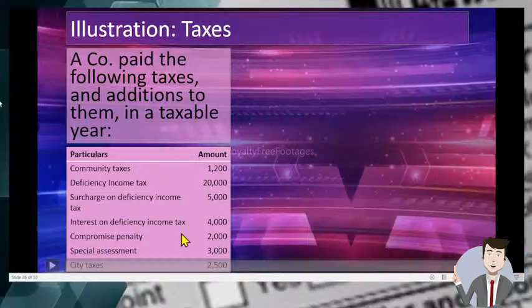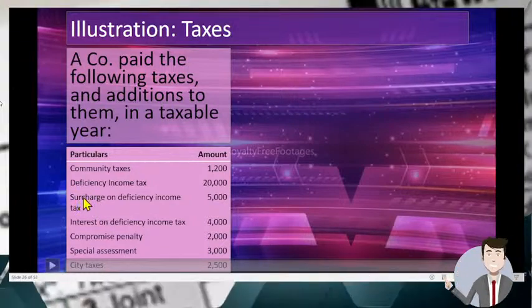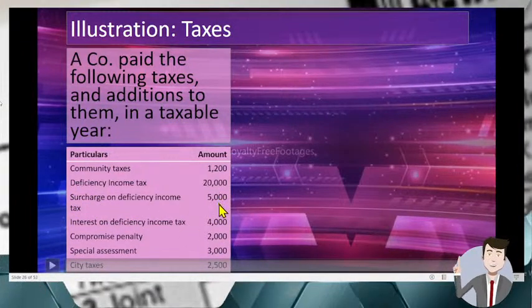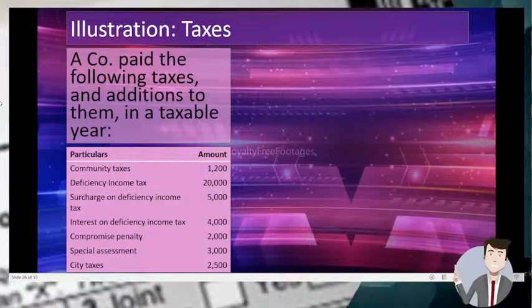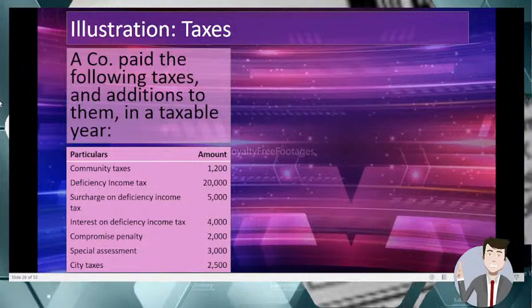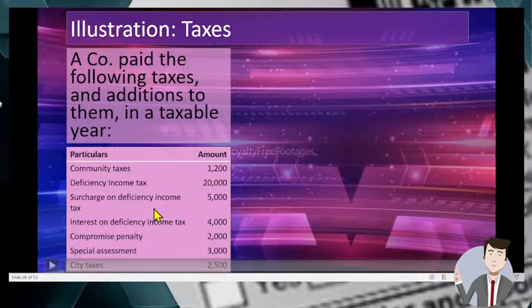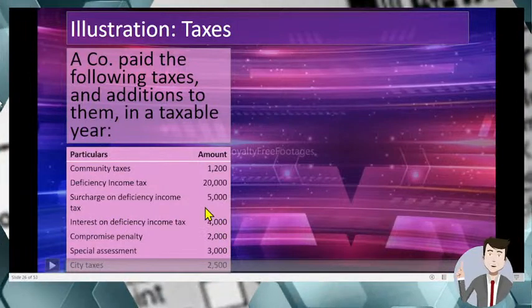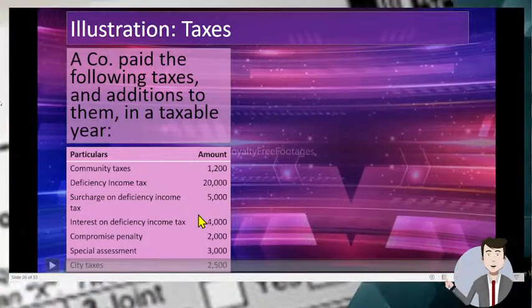Then, because of that deficiency in income tax, the BIR will also charge a surcharge, which in our example is 5,000. That's an additional penalty on the part of the taxpayer for not declaring her income tax, or in our case, the corporation's income tax, correctly. Okay? Then of course, the 20,000 will be subjected to interest, because you deprive the national government from using the amount of 20,000. So the government will impose interest on that. That's 4,000 in our example.